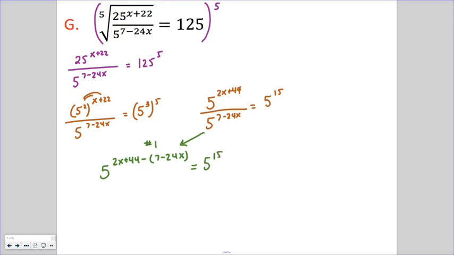And then once the bases are the same, we can just set the exponents equal to one another. I'm going to distribute that negative sign to get negative 7 plus 24x equal to 15. We can go about solving for x there. I'll do that in just a minute.